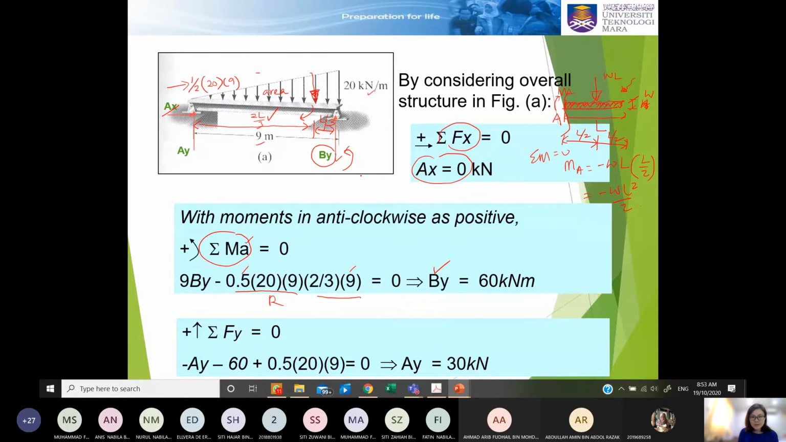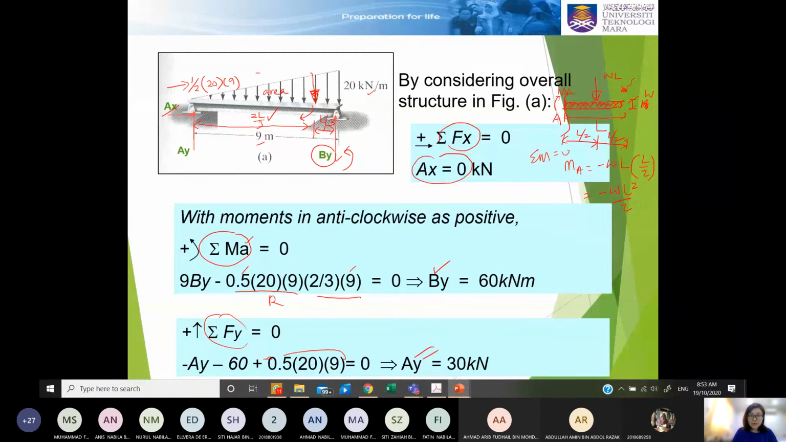Okay, let's come back to this example. Now we already solved for BY. We can use the summation FY equal to 0 to solve for AY. We know that AY plus BY is equal to this triangular loading, which will be the resultant here. So you can solve for AY, or your support reaction, right now.